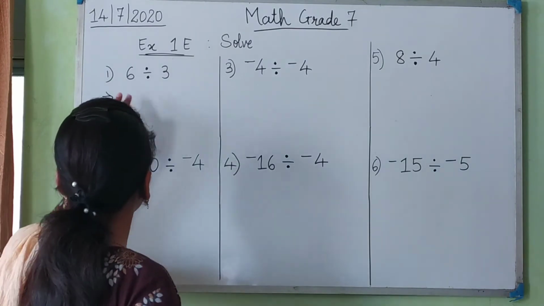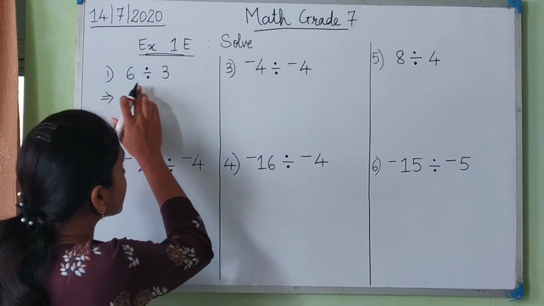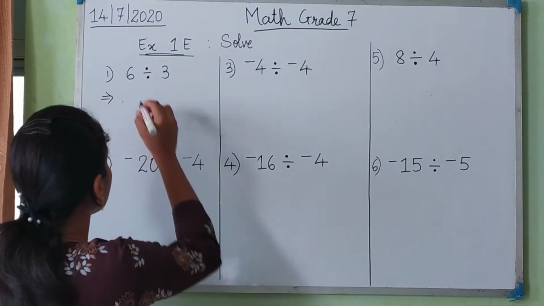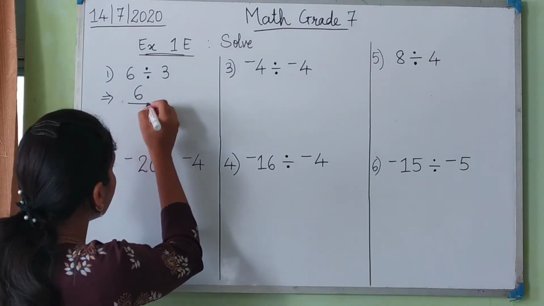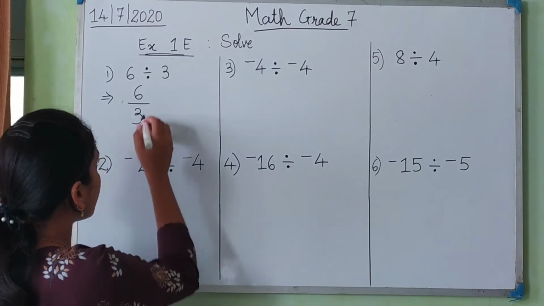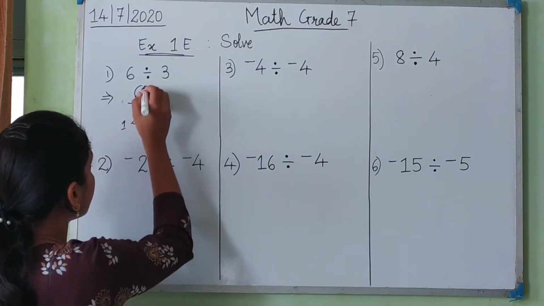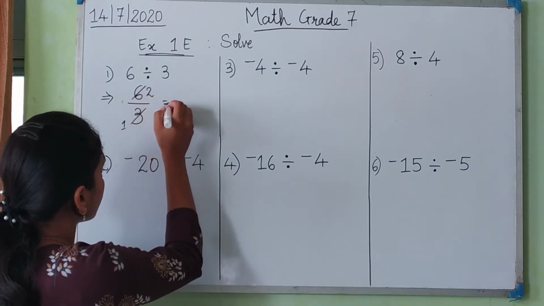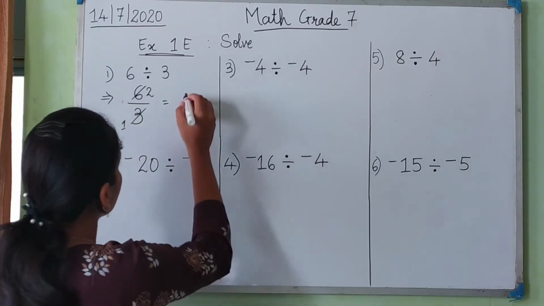The first example is 6 divided by 3. How do we write this? 6 in the numerator, 3 in the denominator. So 6 divided by 3 is how much? 3 ones are 3, 3 twos are 6. So the answer is 2.